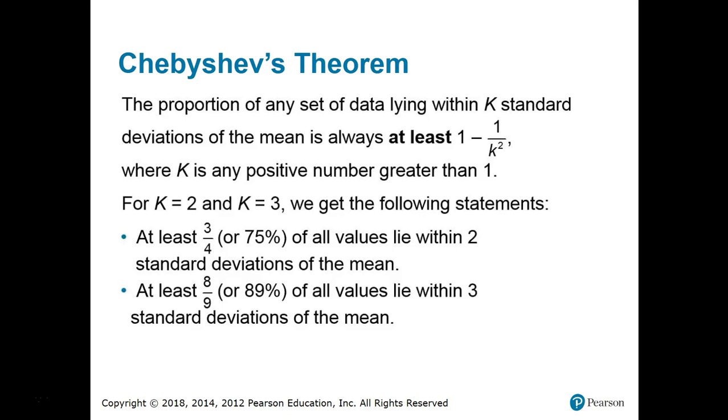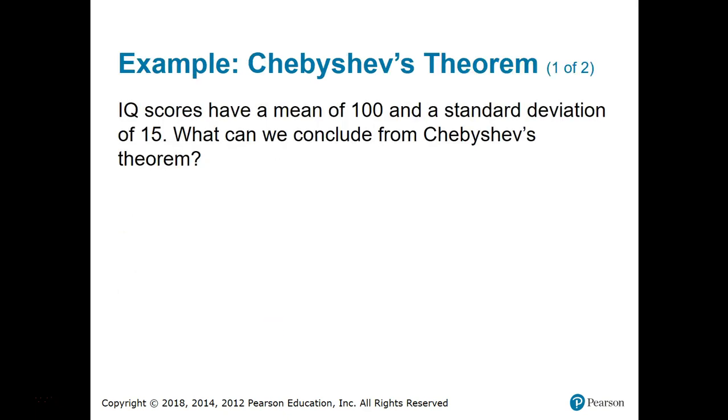2, 3, 4, 5, 6, 7, heck, 8. Let's go all out. So, at least 75% lie within 2 standard deviations. At least 89% lie within 3 standard deviations, and so on. All right, Chebyshev's theorem will give a limit, but it is best if we know the shape of the curve, and that should be able to give us better statistics.